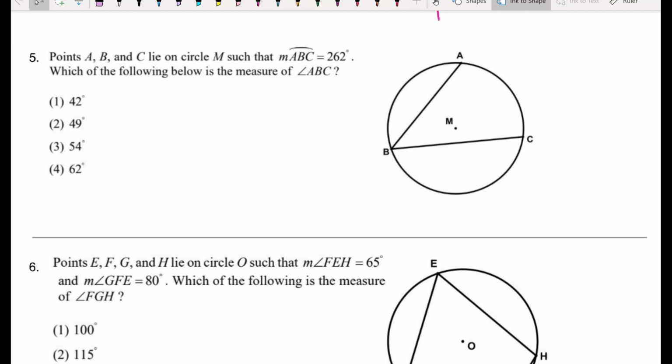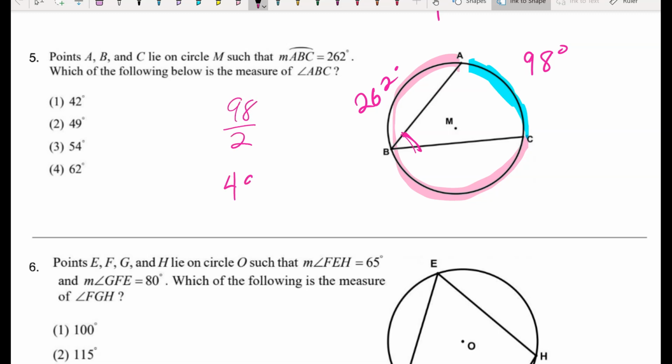Number 5, points A, B, and C lie on circle M such that the measure of arc ABC is 262 degrees. Which of the following below is the measure of angle ABC? Well, they gave me this major arc ABC, and if I subtract from 360, I could find that the measure of arc AC is 98 degrees, and ABC is just an inscribed angle. And remember, an inscribed angle is half the measure of the arc it intercepts, so that angle must be 49 degrees.